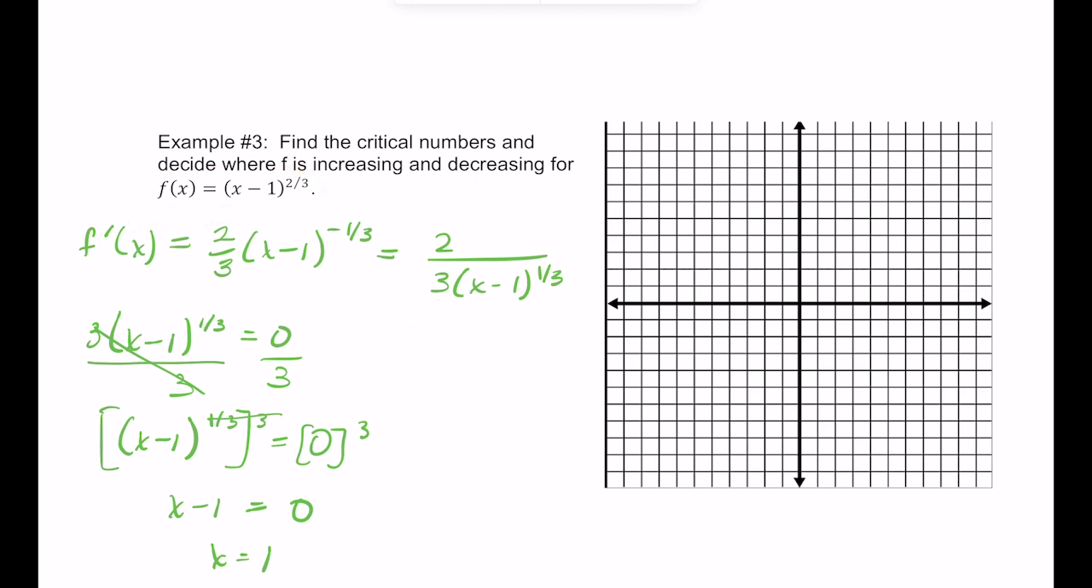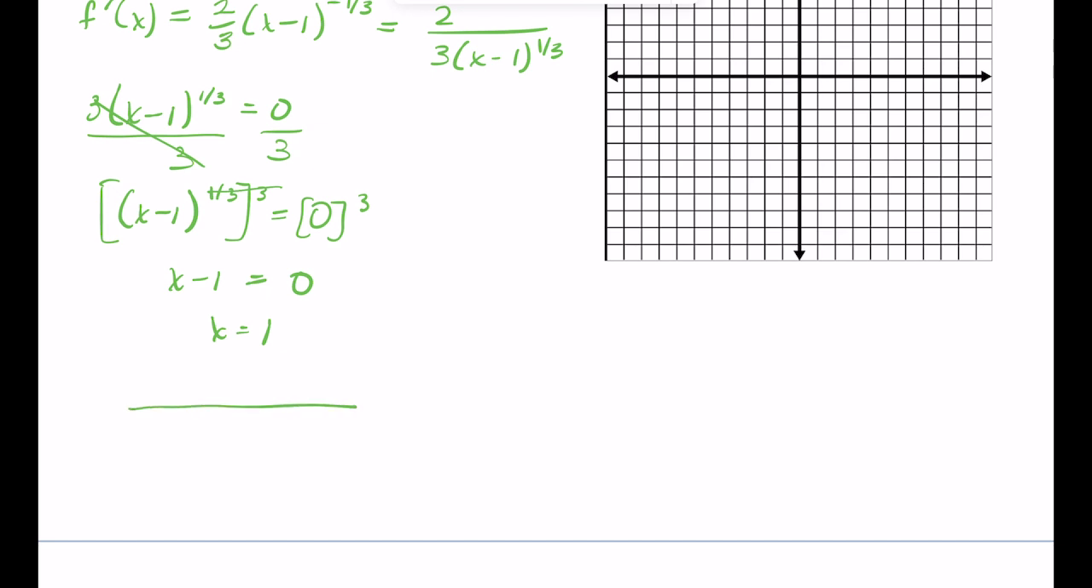prime undefined. If I was to plug a 1 in here, you would get 0, and 0 times anything is 0, right? And 2 divided by 0 is undefined. So that means it's critical. So you only have one critical value. Okay, so we're just going to throw a 1 on there. I'm going to pick a number to the left of it, like 0 is a good number, and then pick a number to the right of it.